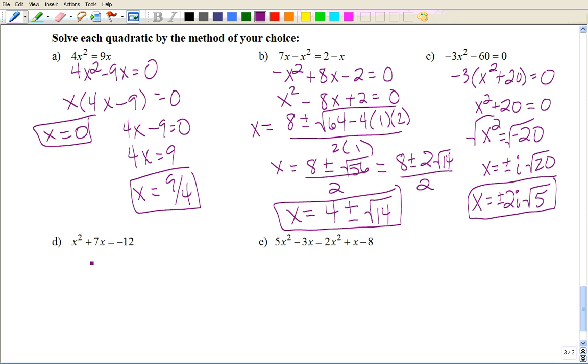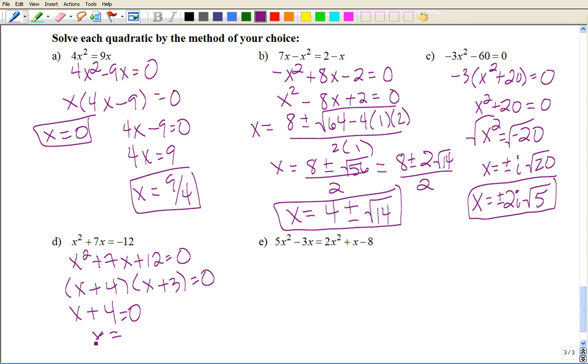Okay, now for part D. So it looks like if I move over the 12, are there factors of positive 12 that add to 7? Yes, there are. It's positive 4 and positive 3. So that factored really easily. I'll set each factor equal to 0 and solve for x. So I get x equals negative 4. And then for the other one, I'll take x plus 3, set it equal to 0, and so I'll get x equals negative 3.